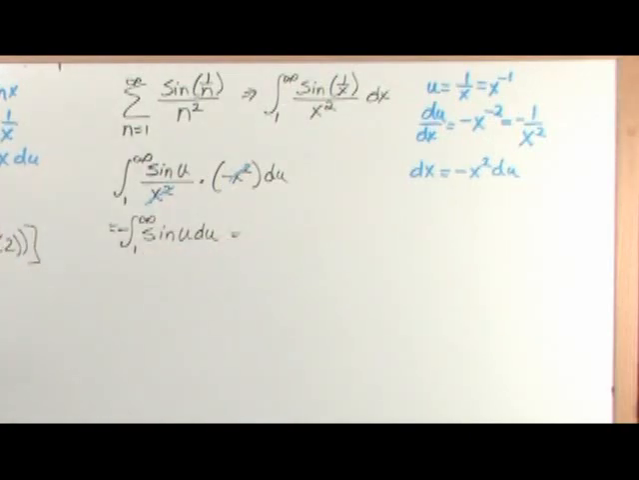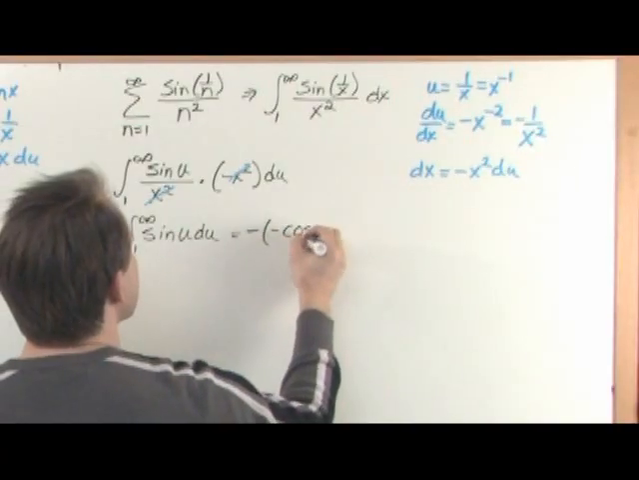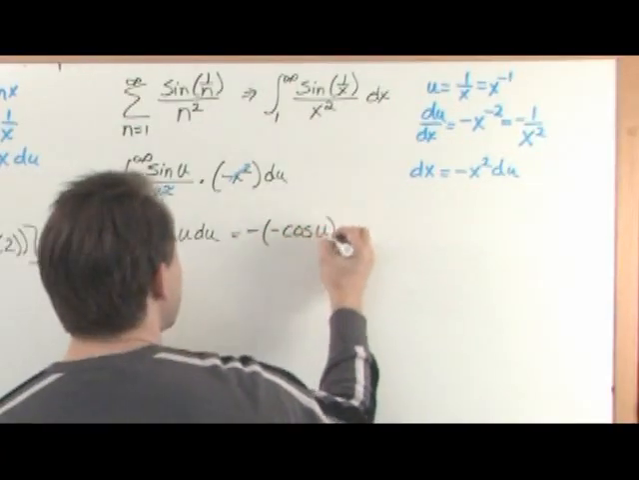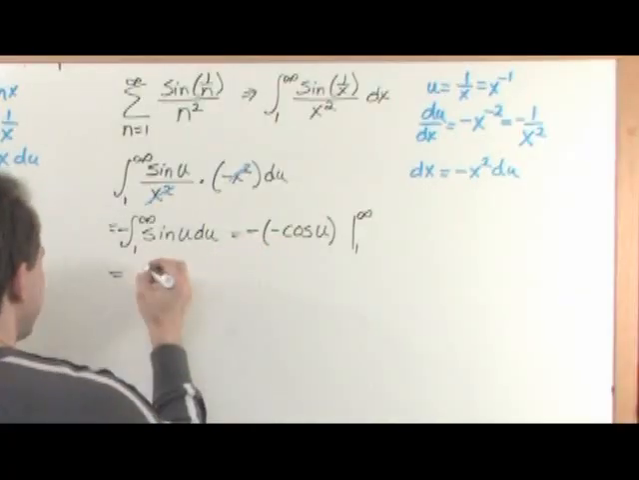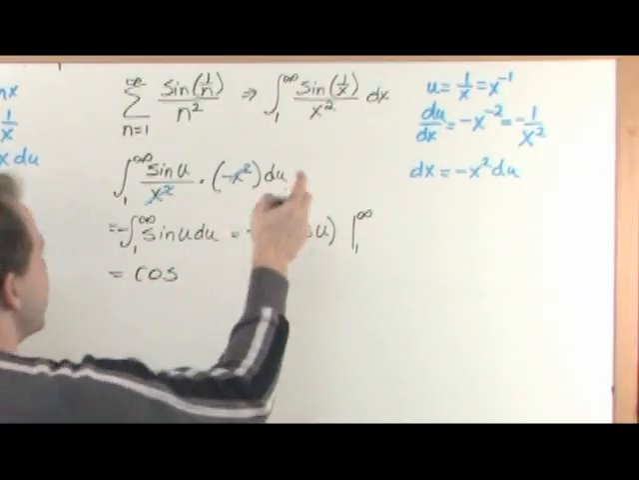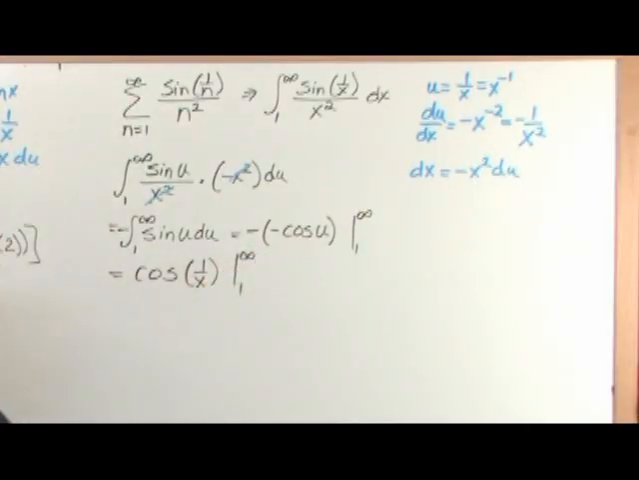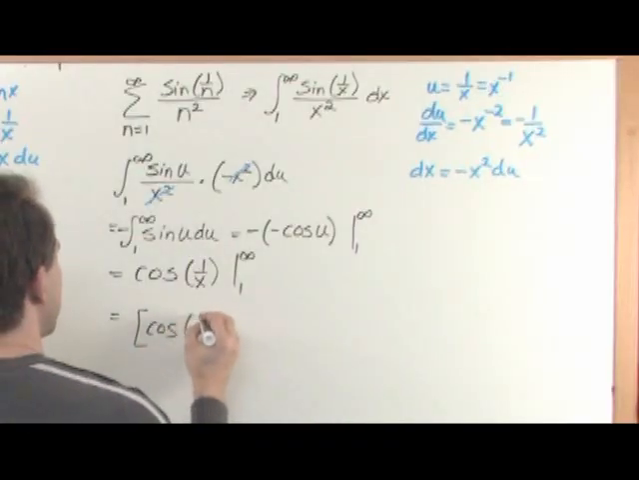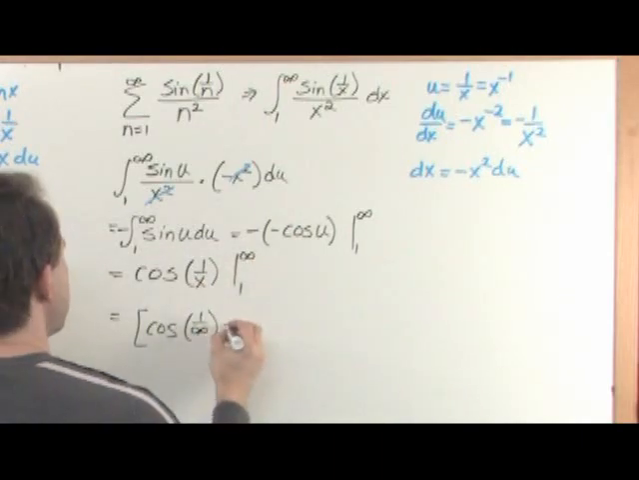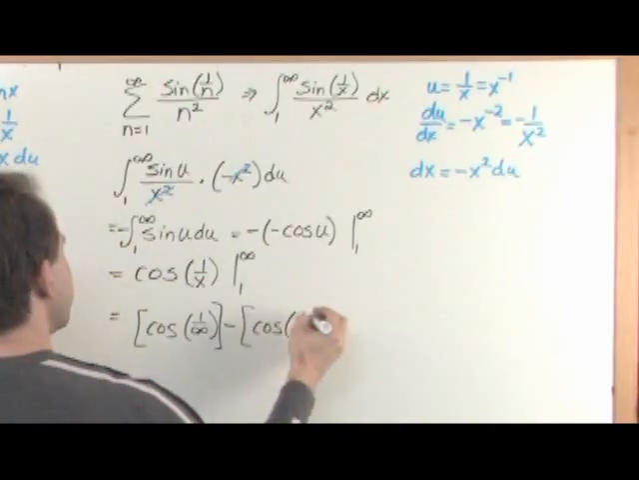Now, what is the integral of sine? You should remember it's negative cosine. So I have a negative out front times negative cosine of u, evaluated from 1 to infinity, but I don't want to actually evaluate the integral yet. What I want to do is make this a positive, so it's cosine, and plug in what I know for u, and that is 1 over x, evaluated from 1 to infinity. Then I'm going to have cosine of 1 over infinity, plugging in the infinity, minus cosine of 1 over 1, plugging in the 1.